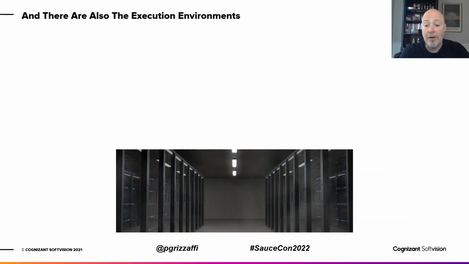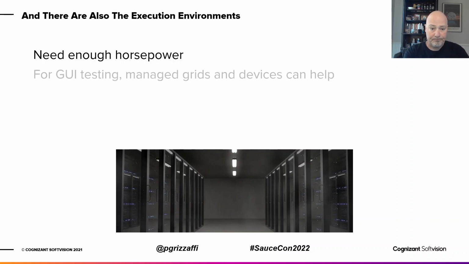And then there are the execution environments. All this stuff has to be executed somewhere, right? So we need enough horsepower. In some cases, we want to run all of these multiple threads or multiple processes on one machine. That doesn't necessarily work. We may have to have off-board or remote execution from wherever we have the initial test infrastructure set up. Now, for GUI testing, managed grids and managed devices can help.